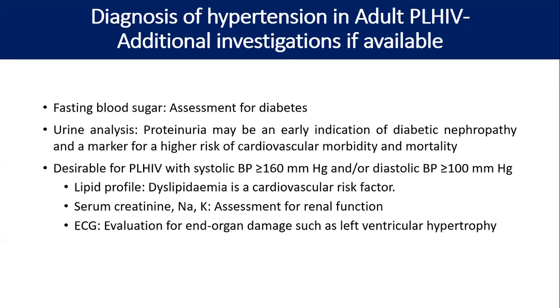Now, the desirable investigations for PLHIV with systolic blood pressure of more than or equal to 160 millimeter of mercury, or diastolic blood pressure of more than or equal to 100 millimeter of mercury, are lipid profile to know whether the patient has cardiovascular disease, serum creatinine, sodium and potassium assessment for renal impairment, and ECG for the evaluation of target organ damage in the form of left ventricular hypertrophy. All these are possible with hypertension. So we need to screen for this along with the management of hypertension.